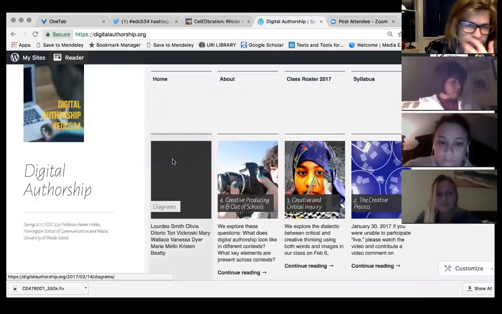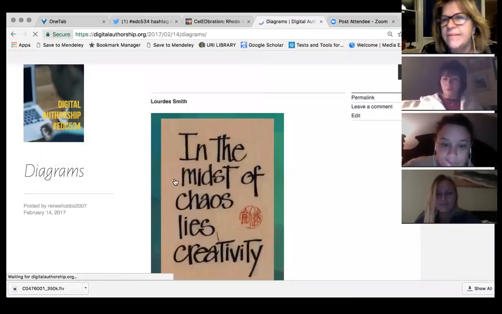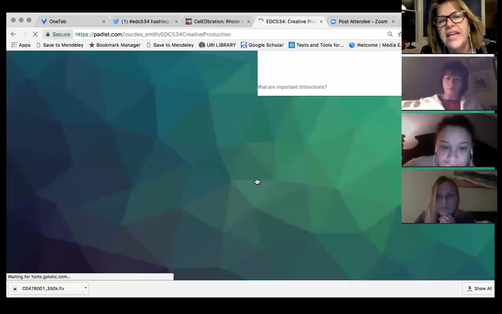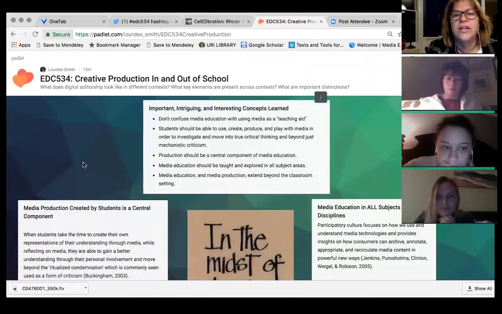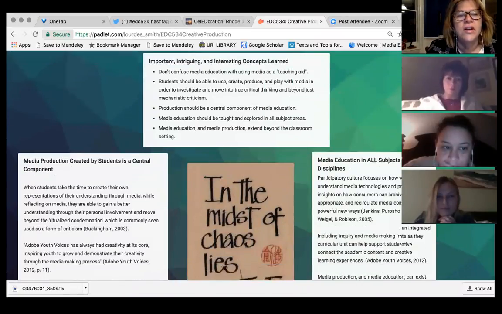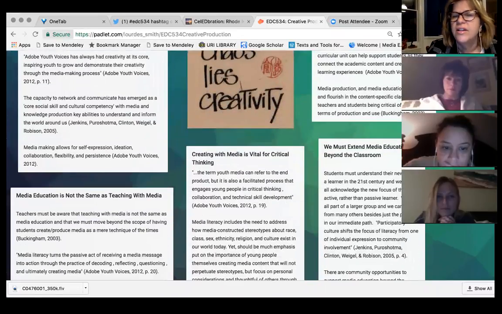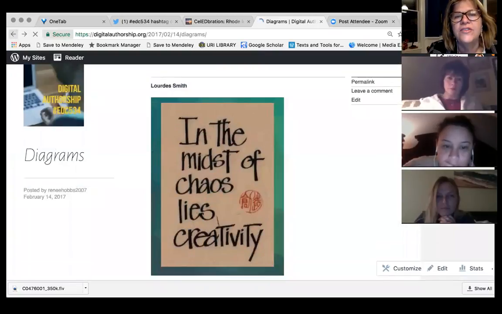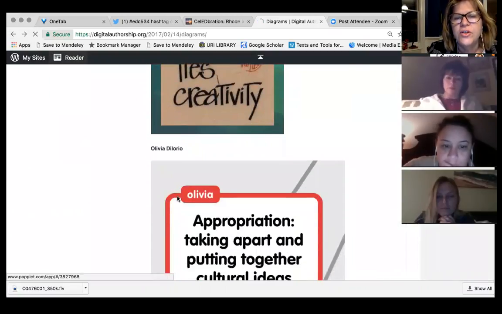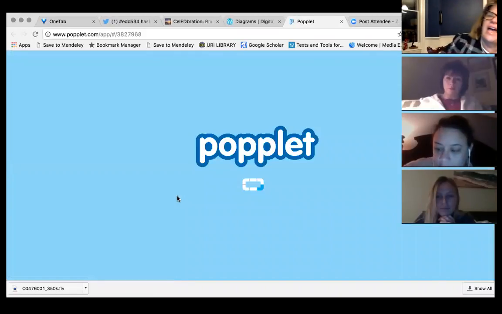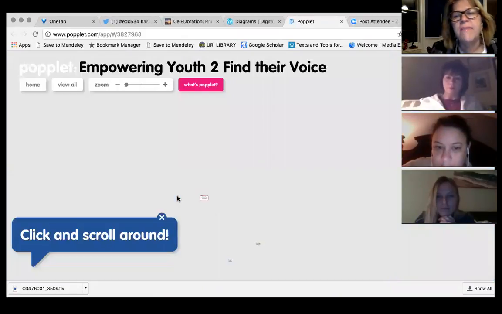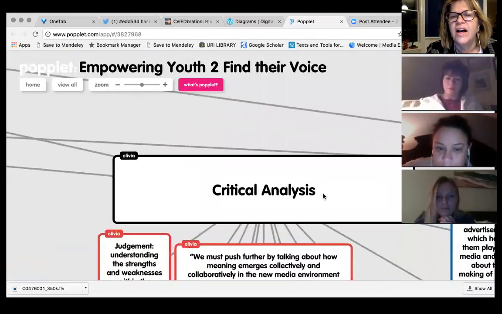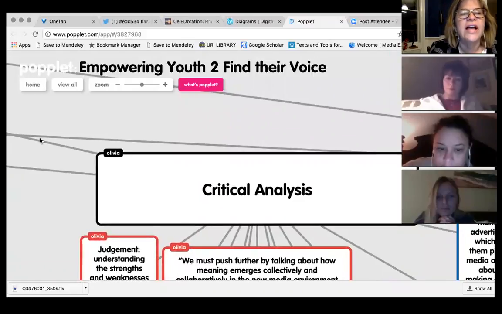So I just took them out of the Titan pad. And so they're hyperlinked here. So when you click on the image, here's Lourdes. Here's Lourdes's very elegant synthesis and so forth. Olivia, you experimented with Poplet, and what a great tool for mind mapping Poplet is. As I scroll around, I can see ideas about critical analysis.